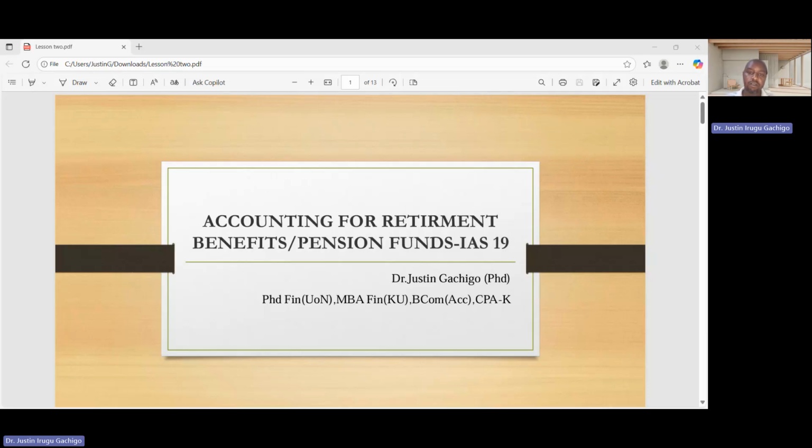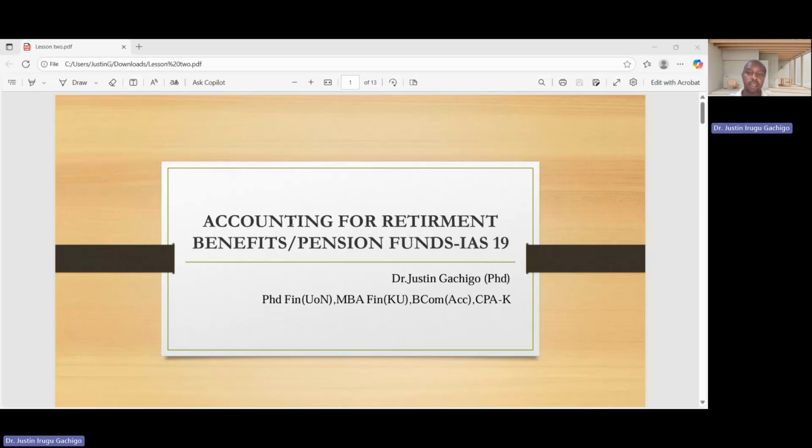So now, preparation of the pension fund statement. There are two main statements which are being prepared for the funds. The first one is called statement of net asset available for the benefit. This is similar to the balance sheet. The other one is called statement of changes in net asset available for benefit, and this is the income and expenditure statement, or similar to the statement of comprehensive income. So this is a format.